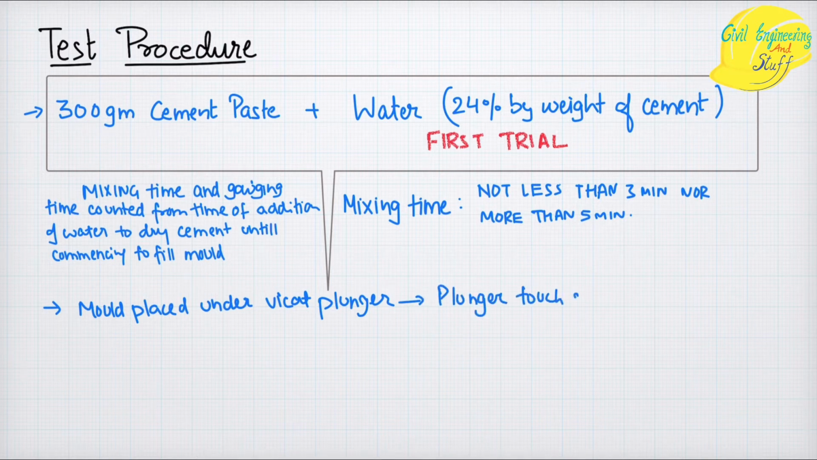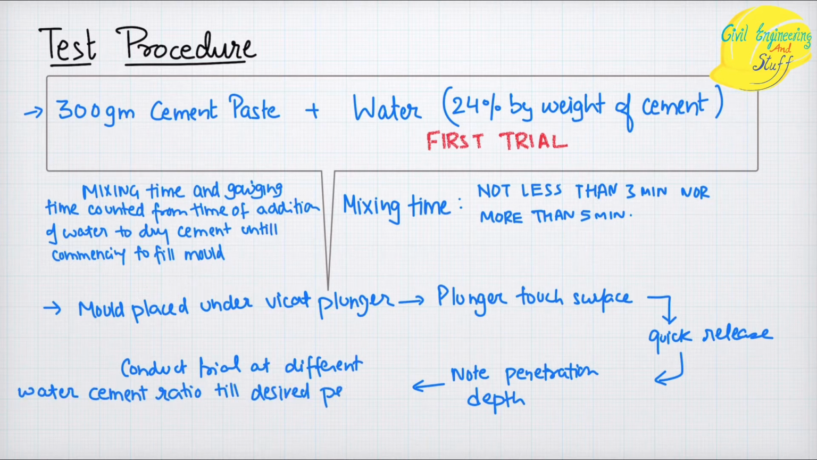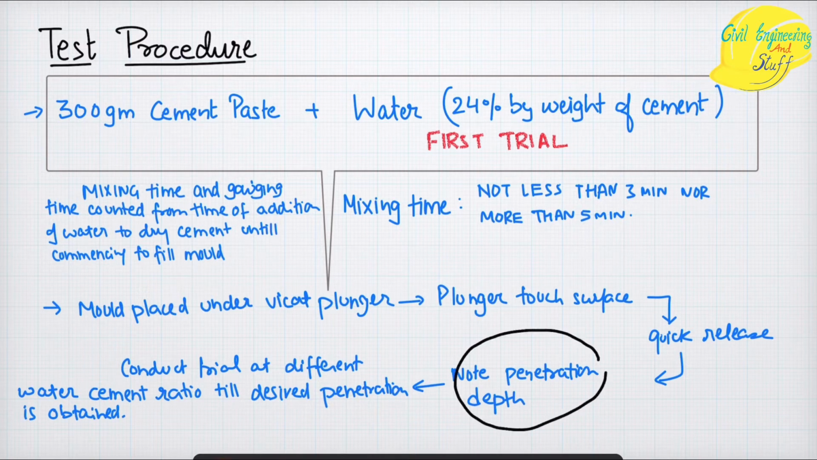Now this plunger just touches the surface, after which we release the plunger, and the plunger penetrates into the mix, the cement and water mix, right? Then we note down the depth of penetration, and if that penetration is towards the standard value, then it's okay, otherwise we do different trials.